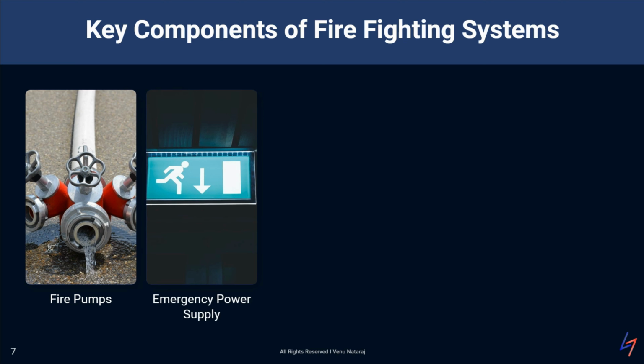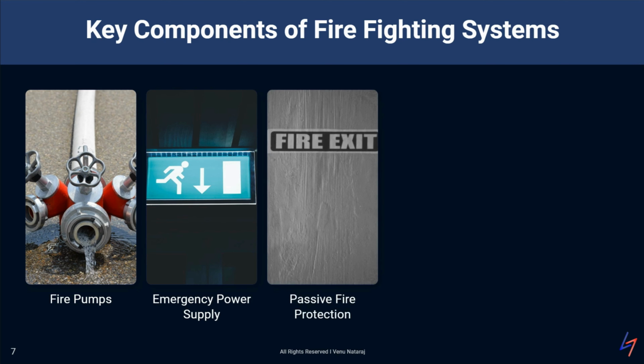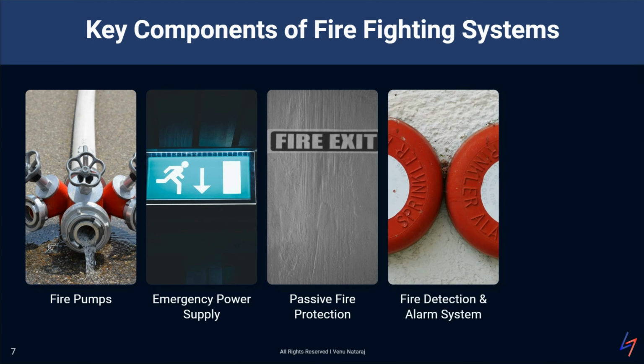Emergency power supply. This keeps systems operational during power outages. Passive fire protection system. This includes fire-resistant walls and doors to contain fires and prevent the spread of fire. Fire detection and alarm systems. These provide early warning to occupants and emergency services.